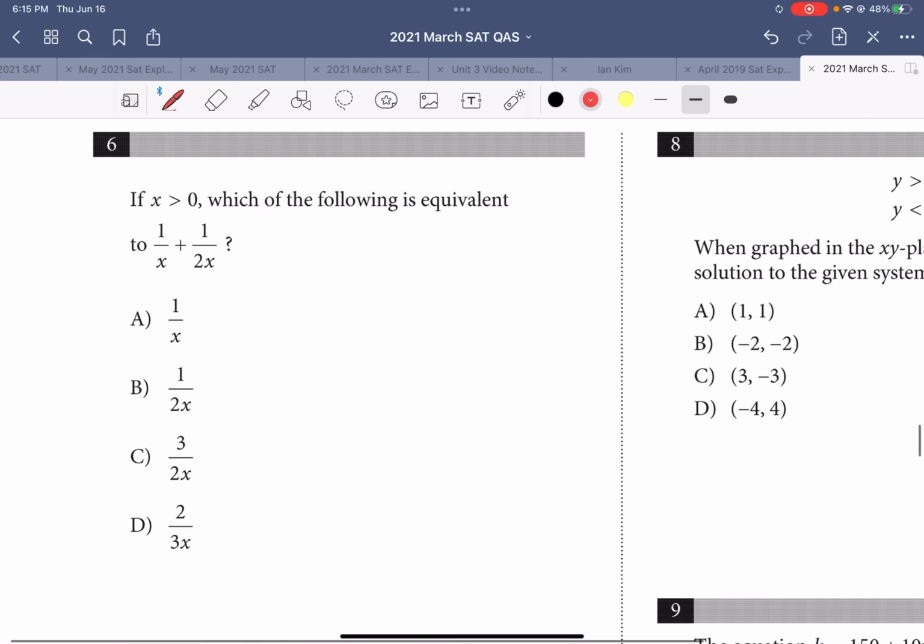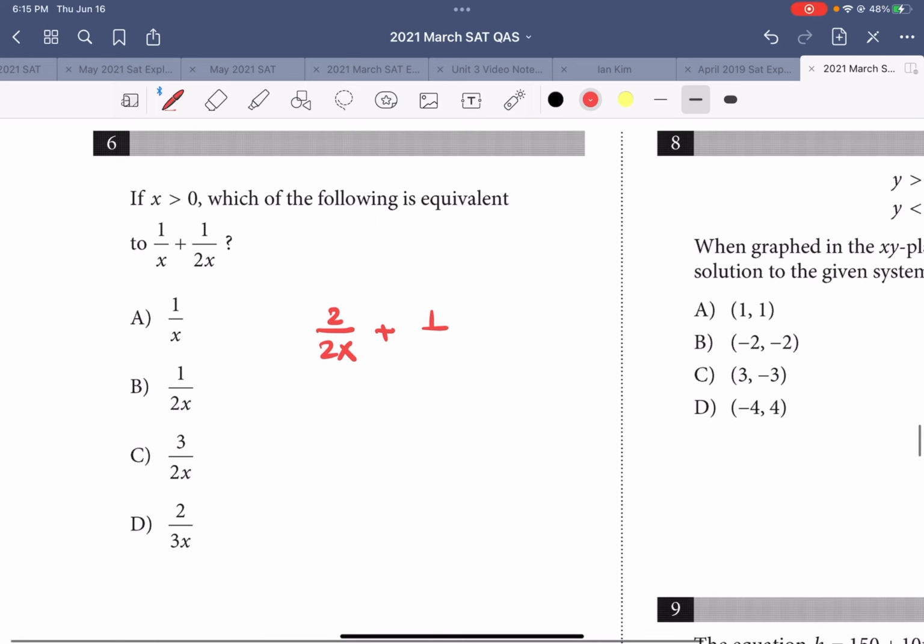Number 6, which of the following is equivalent to that? So you need to have a common denominator. So 2 over 2x, the first term, plus 1 over 2x. So when you add up, 3 over 2x. C. Okay.